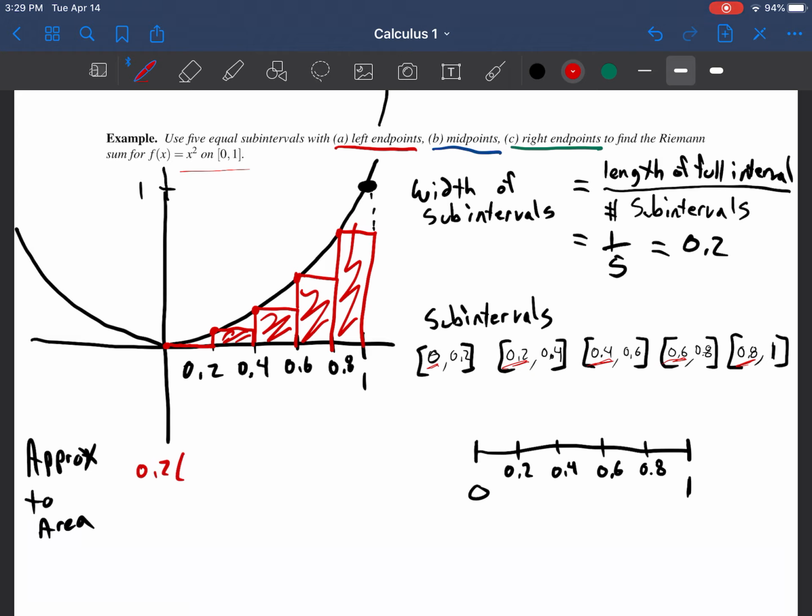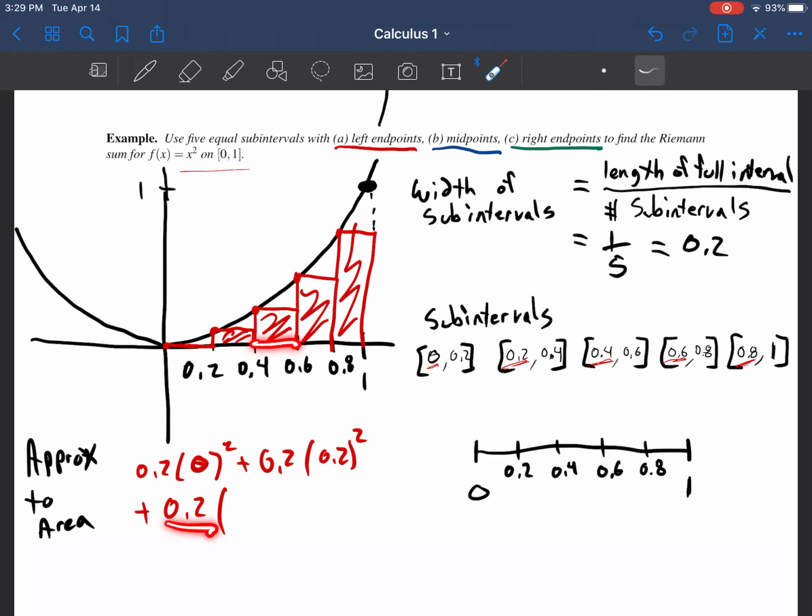times, so maybe we'll do the first rectangle. The first rectangle is this one right here. That's not really a rectangle at all. So this is the width of the rectangle times the length of the rectangle, or height in this case. So that's going to be 0. It's got a height of 0 squared, so that's going to give us 0, right? And then plus 0.2 times, okay, 0.2 comes from this length. And then this height is going to be this point, the left endpoint, plugged into the function. So I'm going to get 0.2 squared, okay?